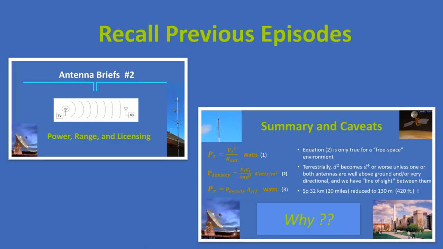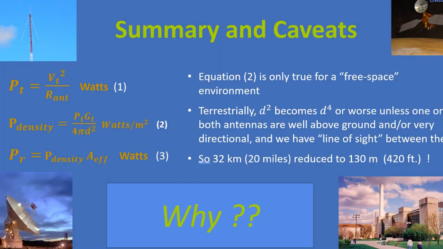In previous videos in this series, we've talked about how signals get from a transmitter over to a receiver. And in episode 2, we highlighted how the power received differs greatly depending on whether or not you have line of sight. So for example, here's a dish antenna pointed into space, and here's an orbiter around the planet Mars, and hundreds of millions of miles we can transmit.